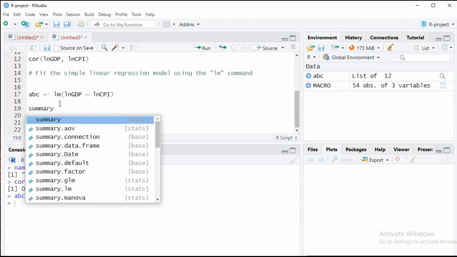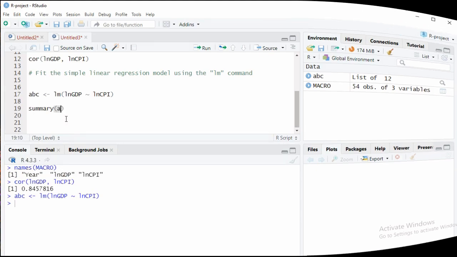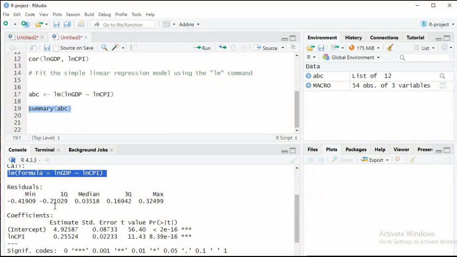Summary, within the bracket, type the name of the object. That is the object for the result of the model, that is ABC. Now the first component of the results reported is residuals.